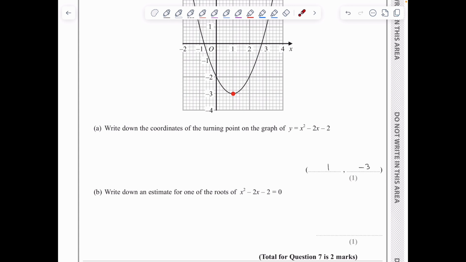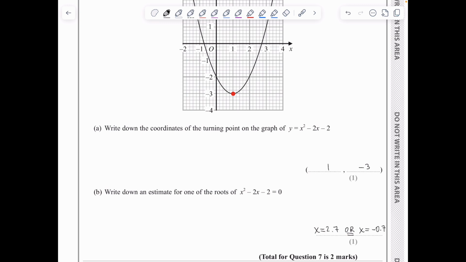For part B, we need to write down an estimate for one of the roots of the equation x squared minus 2x minus 2 is 0, which is exactly what we have plotted here. So the roots of this equation are simply the cuts on the x-axis. So we can give either the positive root or the negative root. Well, for the positive root, I can see that it is 2.7. So I could say x is 2.7. Or for the negative root, I can see it's negative 0.7 or x is negative 0.7.